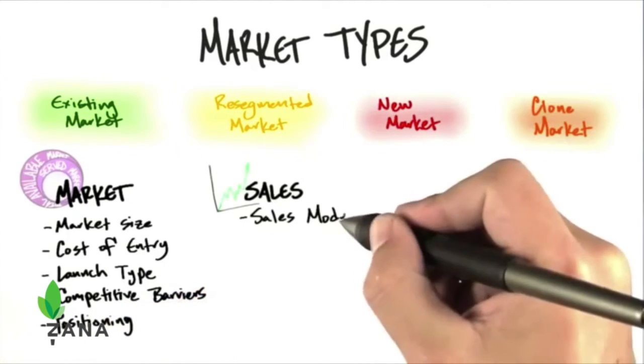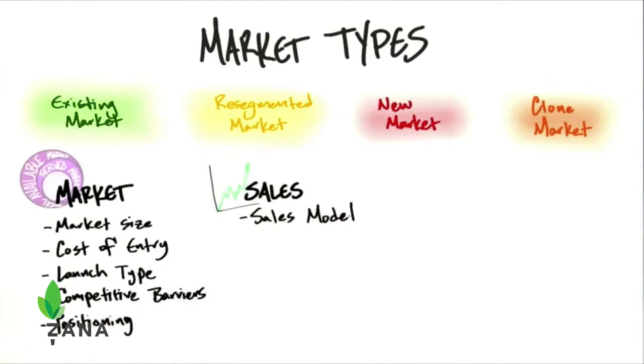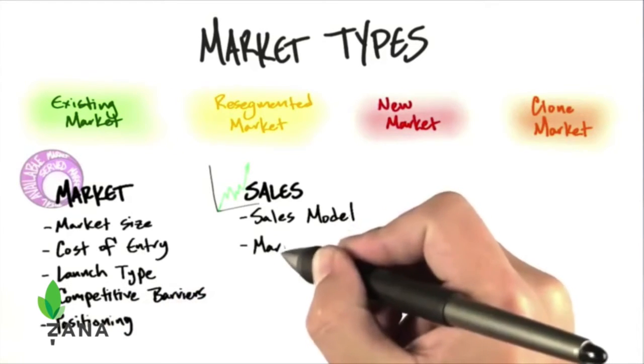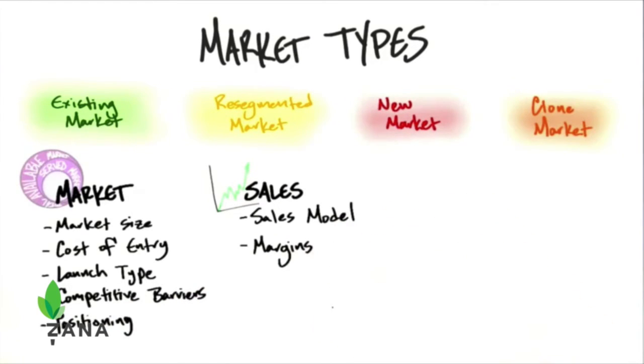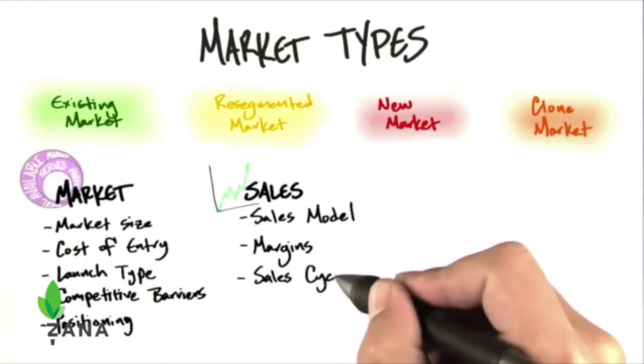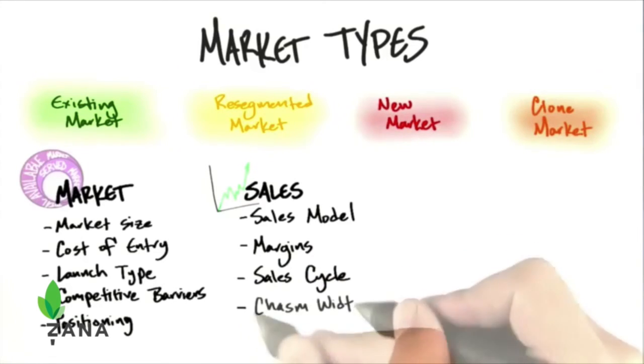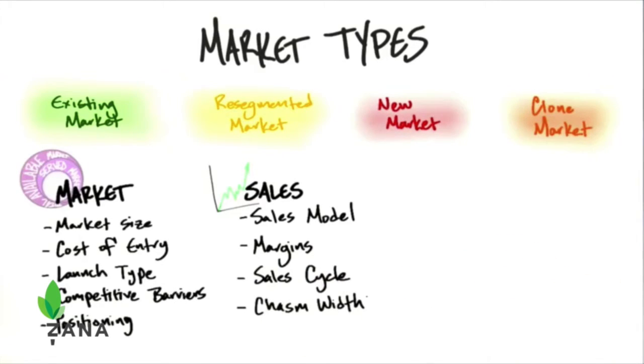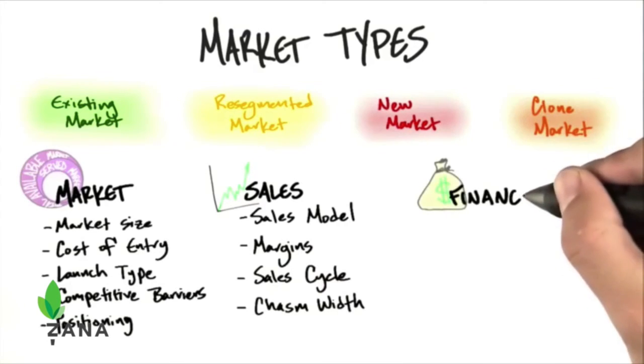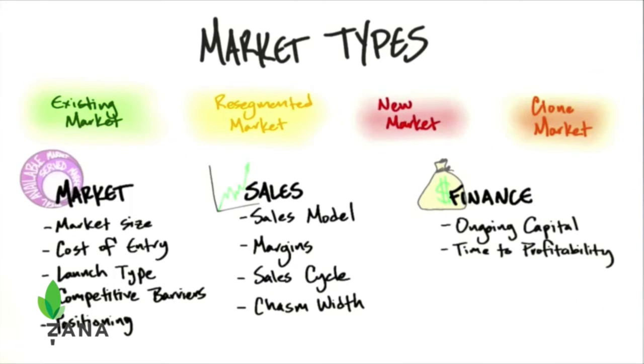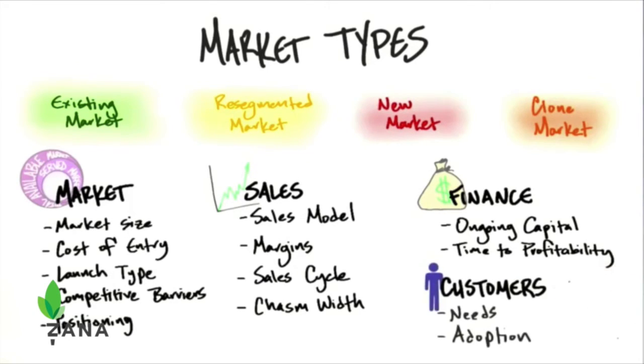It affects your sales model. Are you going to hire direct sales? When do you hire them? What kind of margins or profit you should have? How long it takes, that is the sales cycle, and something called the chasm width, which we'll take a look at in a second. It also affects how much money you're going to need to raise and how long it takes to get to profitability. And then finally, it affects the types of customers and what their needs are and how long it takes to adopt.